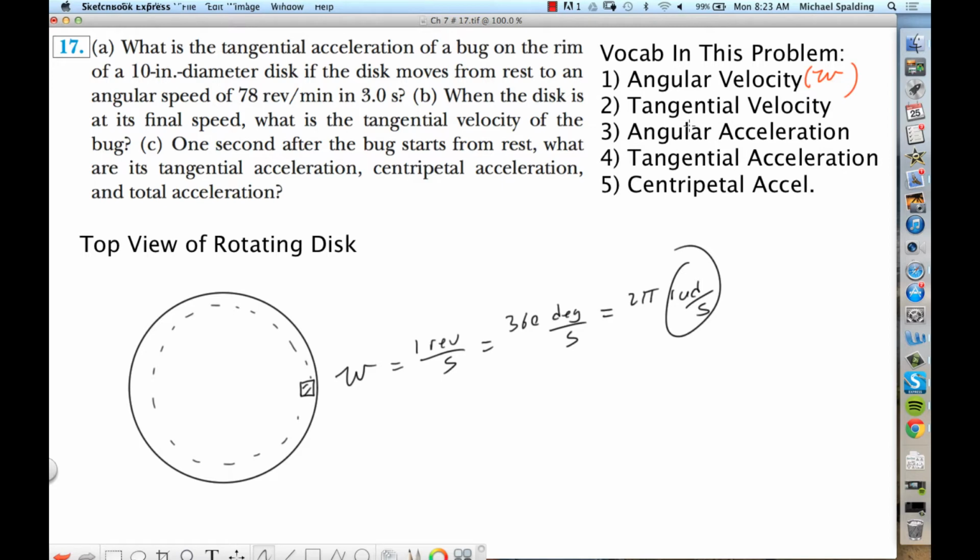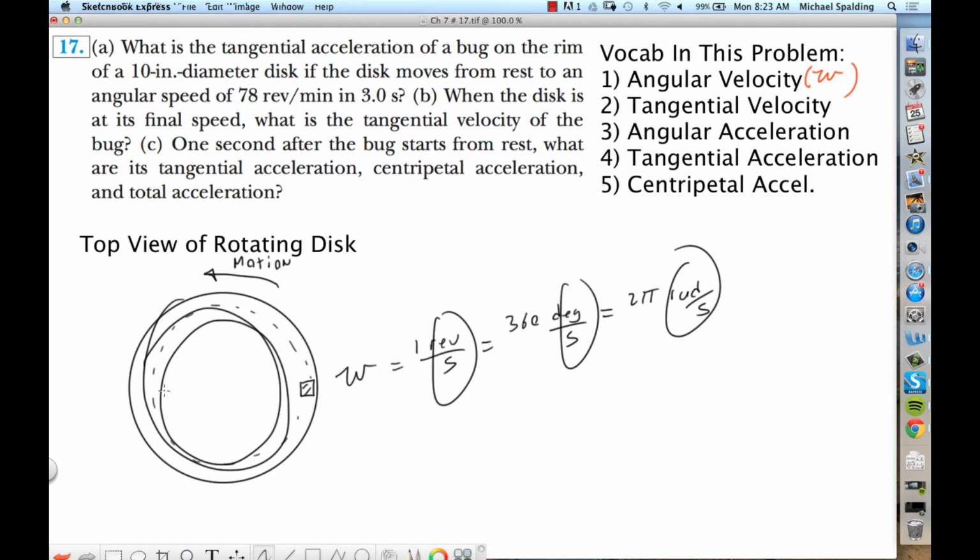What is tangential velocity? Well, what's the unit for tangential velocity? Is it going to be one of these, revolutions per second or degrees per second or radians per second? What is tangential velocity measured in? Meters per second. It's a linear velocity. So if this disk here is rotating around, let's say the motion is that way, the disk is going around like this. If this object suddenly left the circle, how would it leave the circle?